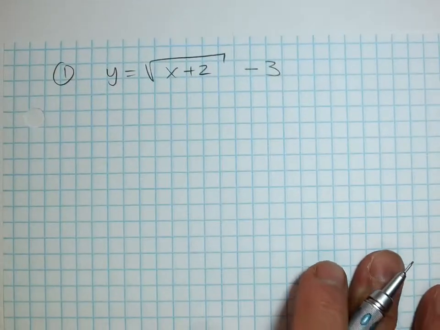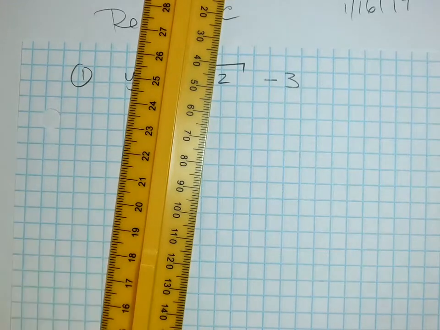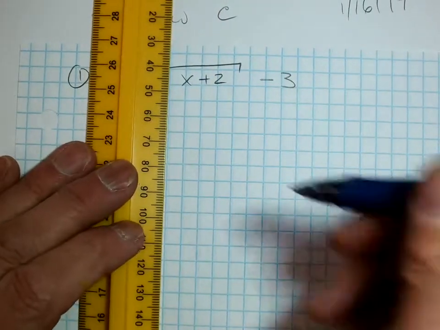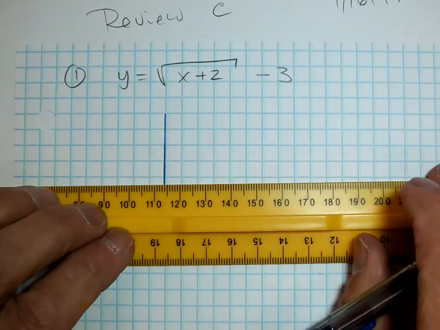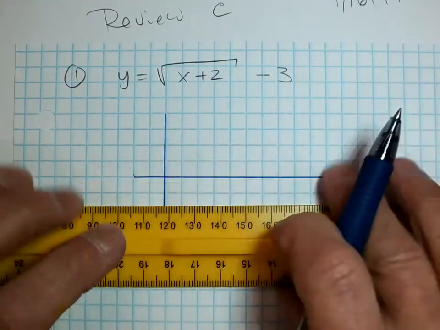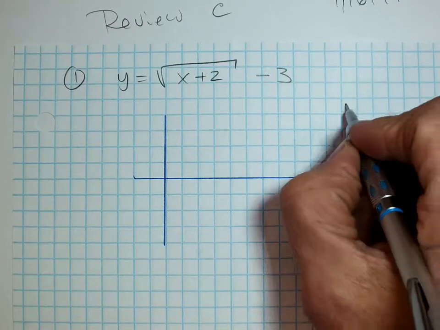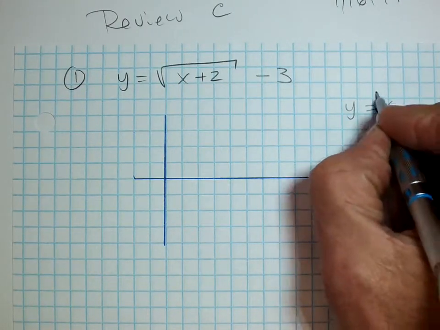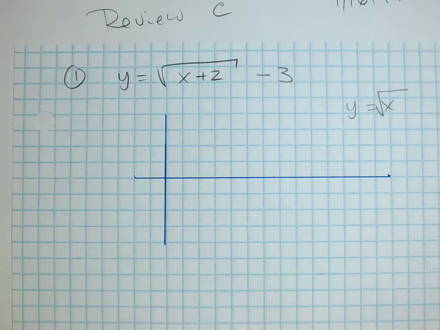Everybody got that? Now, what I want to do first of all is graph the parent function. So I'm going to start here, get my xy axis going. All right, so the normal square root graph, y equals plain old square root of x, is kind of like a sideways parabola, okay? Kind of a sideways parabola.